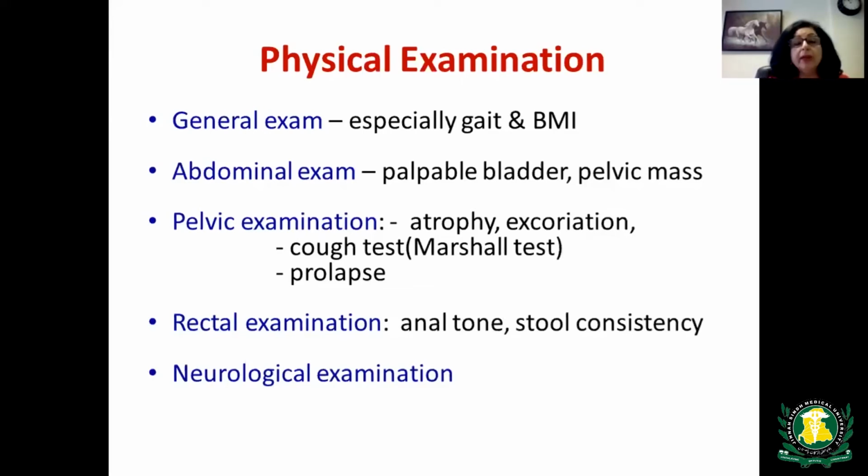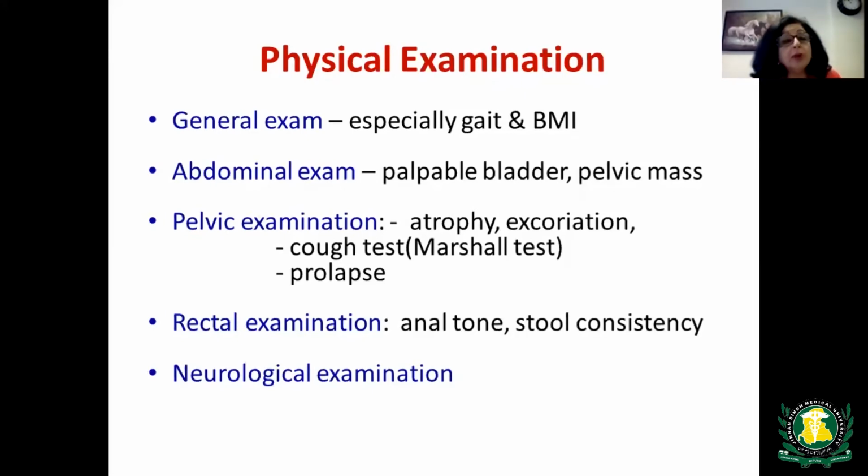And it is very, very important to perform an abdominal examination, because if on abdominal examination you feel that the bladder is palpable, that will give you an indicator that there could be some kind of an obstruction, which may be resulting in overflow incontinence. So abdominal examination is very, very important.